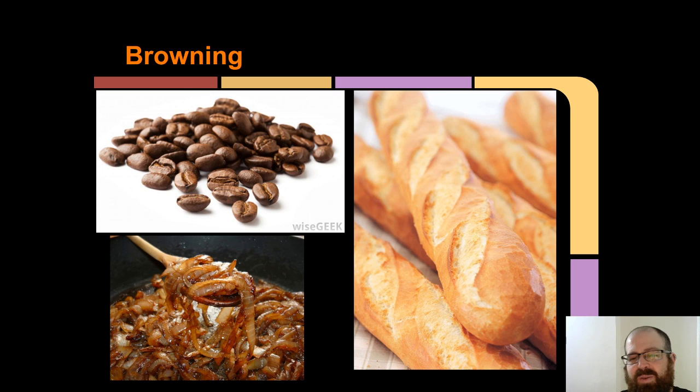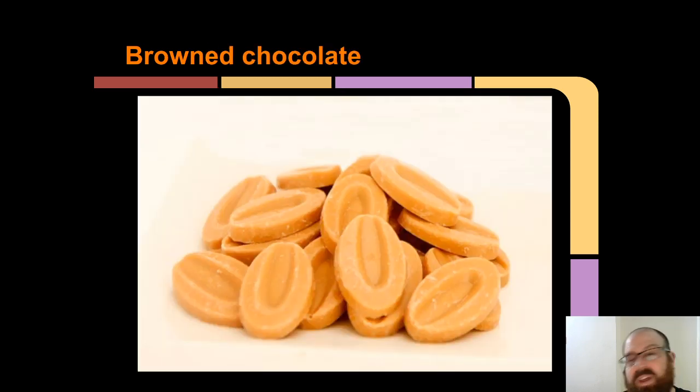And generally, what is this browning? So browning is what gives us a lot of flavor in many things. It comes from a set of chemical reactions called the Maillard reactions. Maillard, spelled Mallard. French is a lovely language. It's what makes our coffee smell good, fried onions smell good, and even the crust of bread. So delicious. There's also browned chocolate, which is one of my favorite things ever.